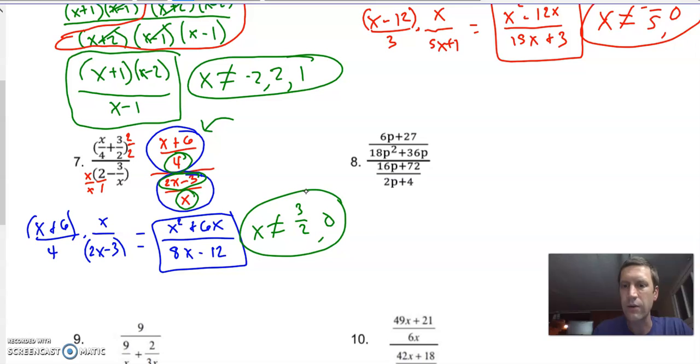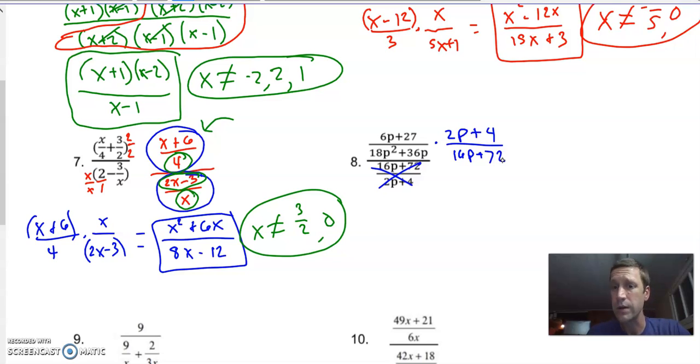All right, next one. I already have one fraction over another fraction, so it's a little easier. I'm just going to take this, flip it for the reciprocal, and multiply. So what was that? (2p plus 4) over (16p plus 72).